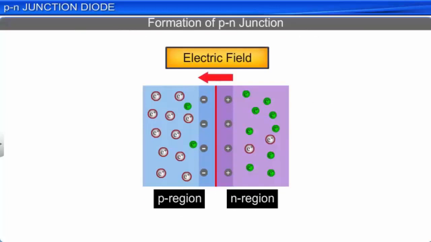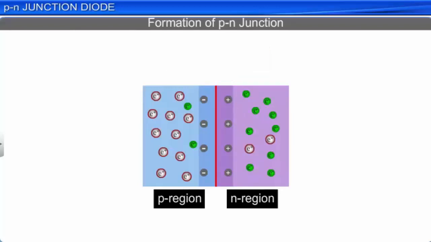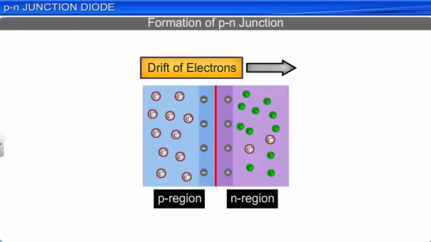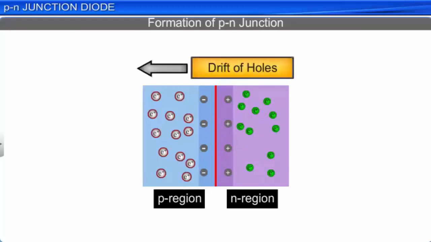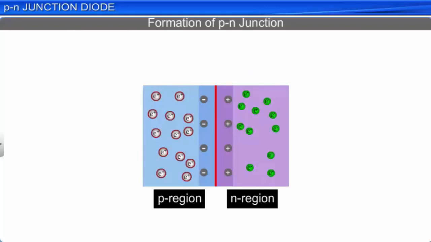The electric field across the depletion region causes electrons in the p region to move to the n region. This is called the electron drift. Simultaneously, the electric field across the depletion region causes the holes in the n region to move to the p region. This is called the hole drift. This drift of minority charge carriers across the p-n junction creates a drift current that is directed from the n region towards the p region of the semiconductor.